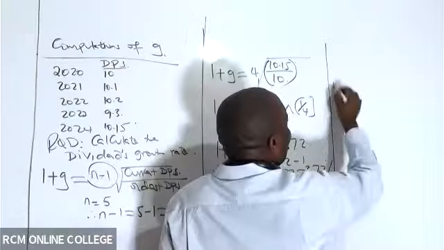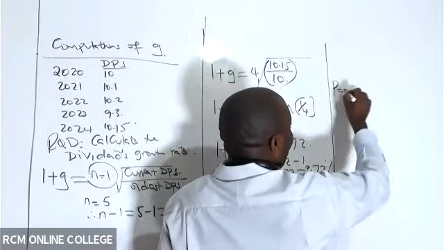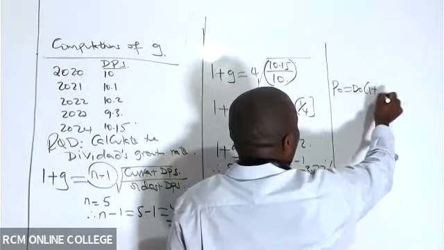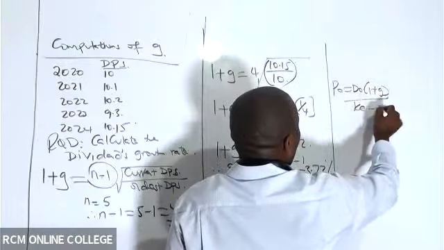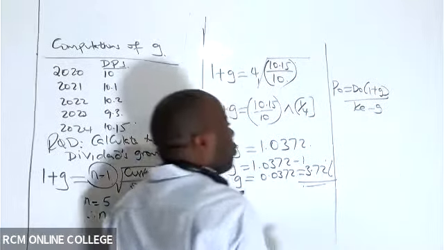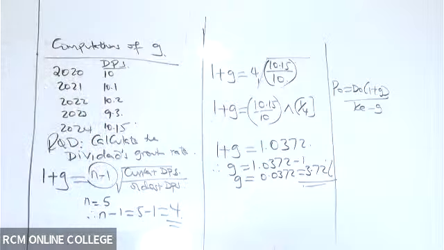When we'll be talking about valuation of a firm, you'll see our P0 = D0 times (1 plus G) all over cost of equity. So this G, nobody will ever give you the G. You must know how to calculate it.